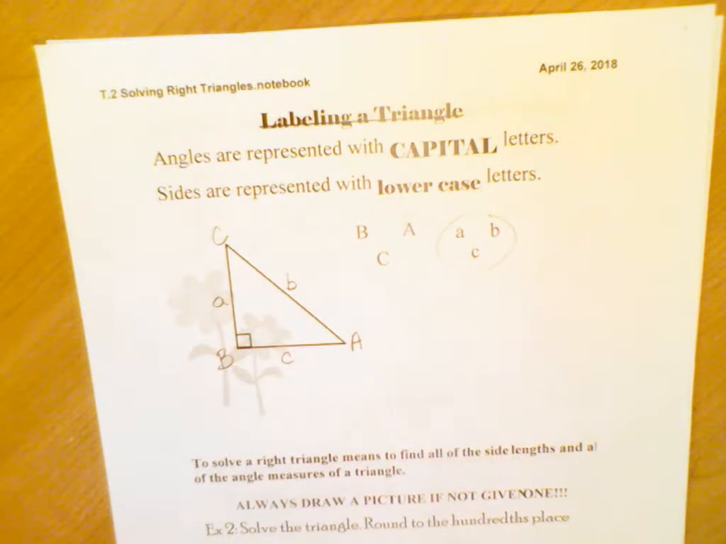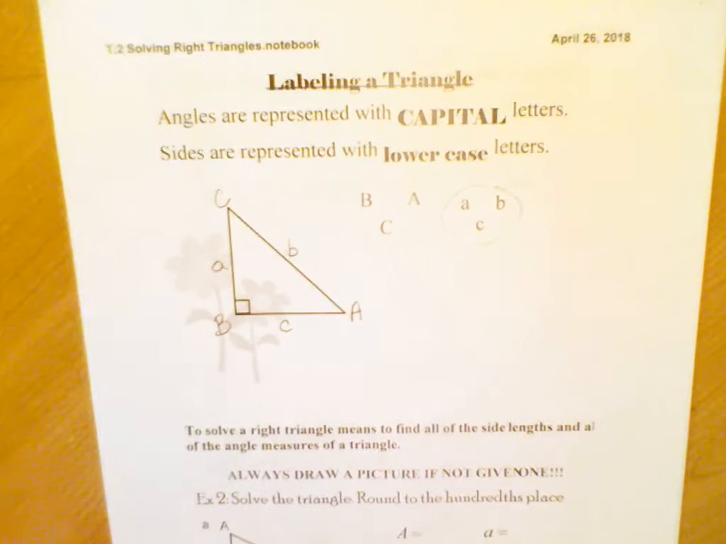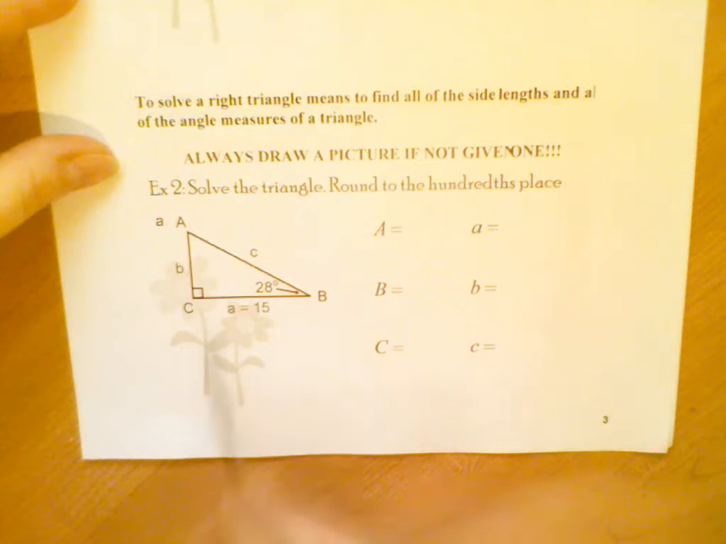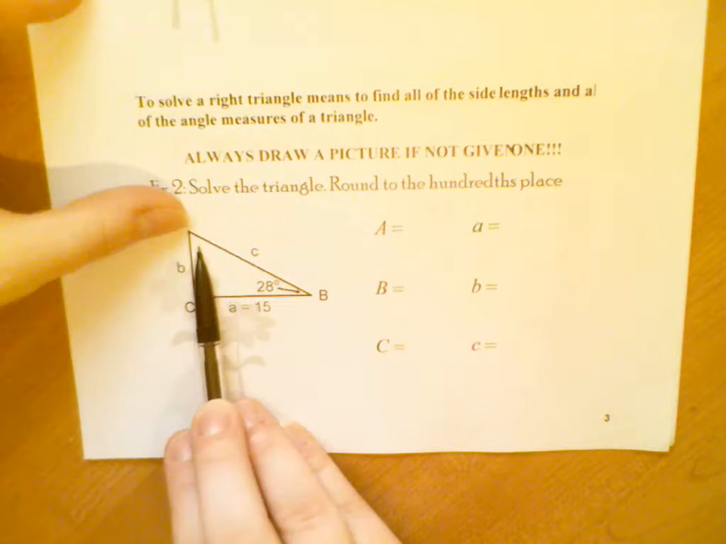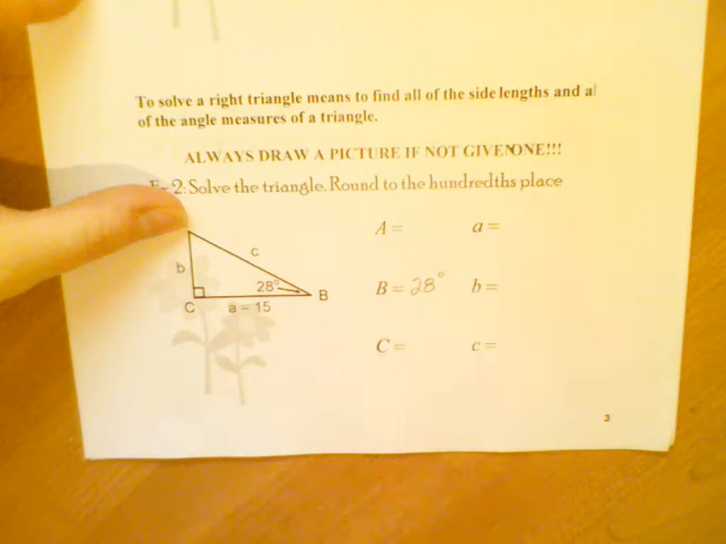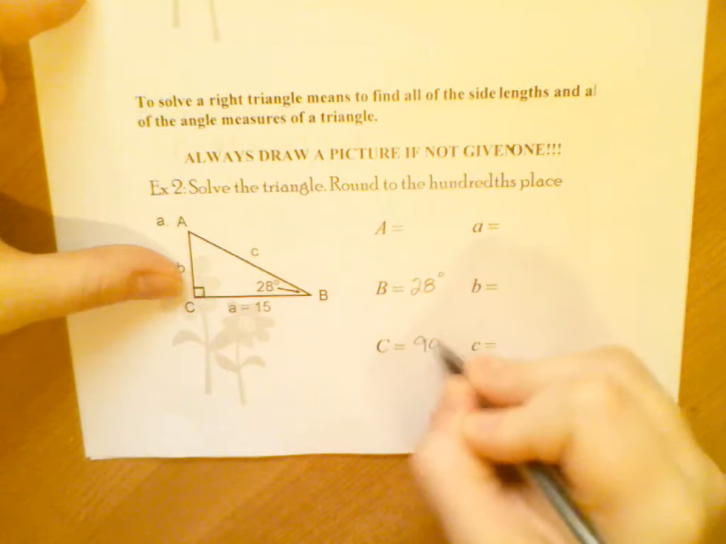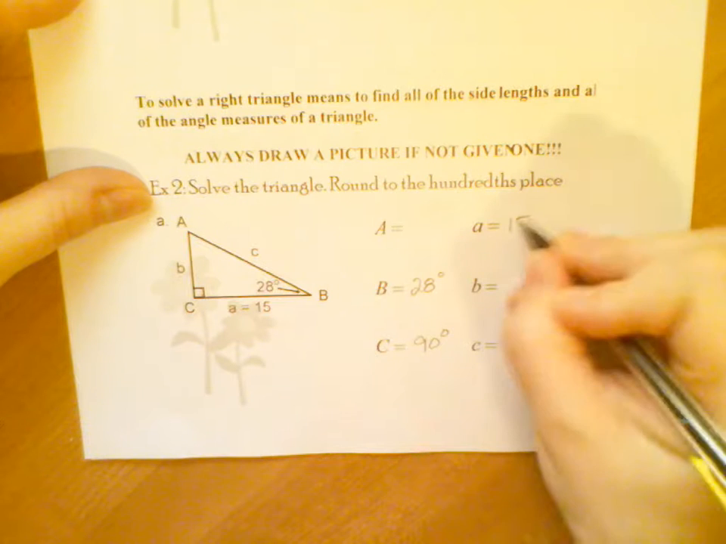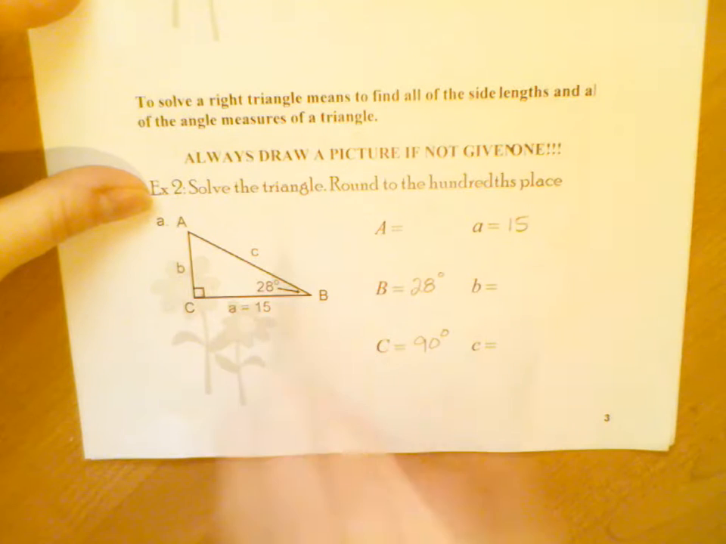Okay, so we're going to solve some triangles here. When we solve triangles, we are finding all the missing information. So if you look, I don't know what the measure of angle A is. B is 28, so let's fill that in. C is 90. Side A is 15. And I don't know B or C.